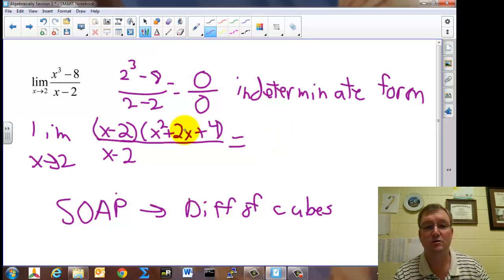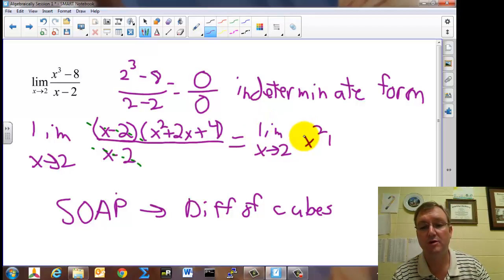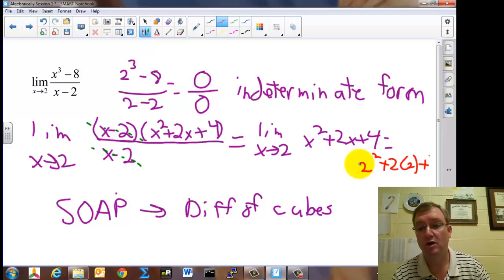What does that allow us to do? Well, now if we look, we can see that we've got common factors in the numerator and the denominator. We can take that x minus 2 and cancel it with that x minus 2. So now we can simplify this problem to the limit as x approaches 2 of x squared plus 2x plus 4. And now try to plug in again. If we plug in the numbers there, we get 2 squared plus 2 times 2 plus 4. And that's 4 plus 4 plus 4, so we get an answer of 12. So our final answer is 12 for this particular problem.